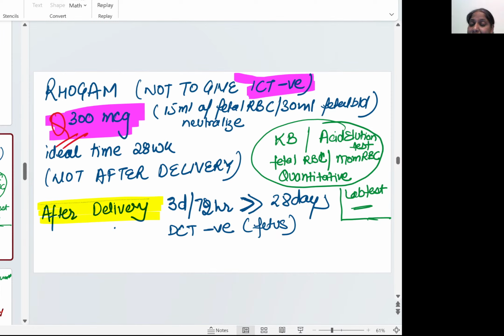We give anti-D two times, 28 weeks and after delivery. Okay, we give anti-D two times. If they ask you to choose one, then you will choose 28 weeks. Before giving anti-D, you should check the antibody formation in the mother by ICT or DCT.